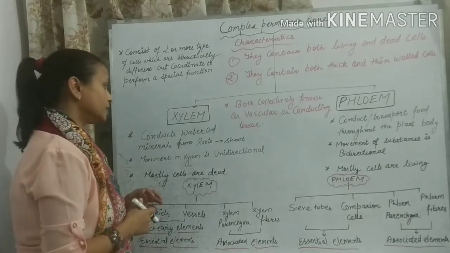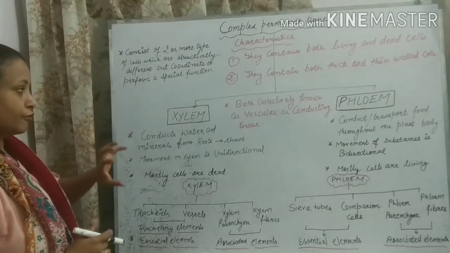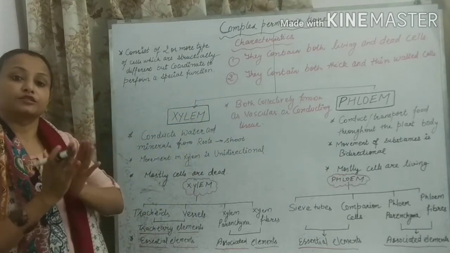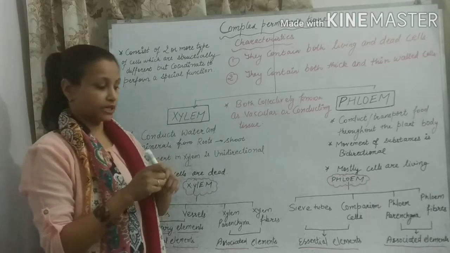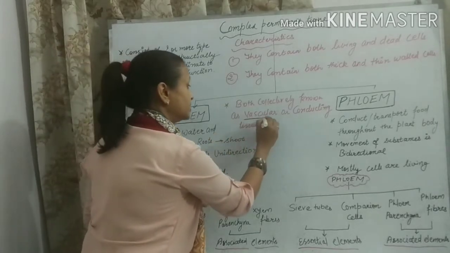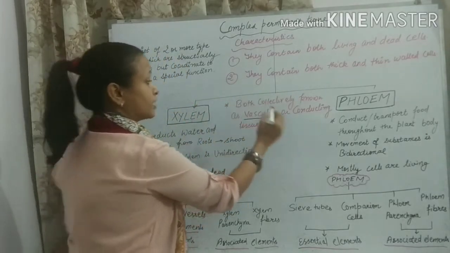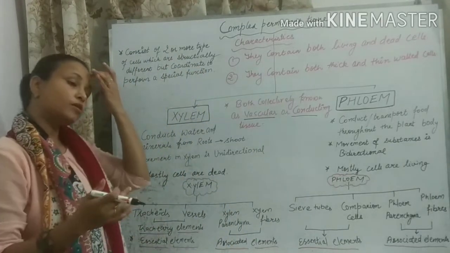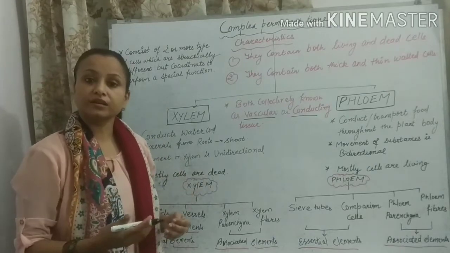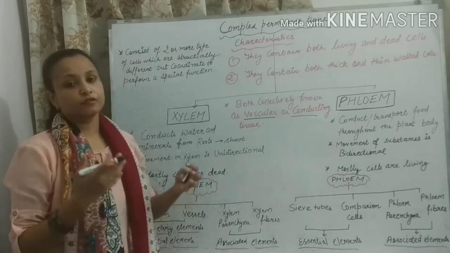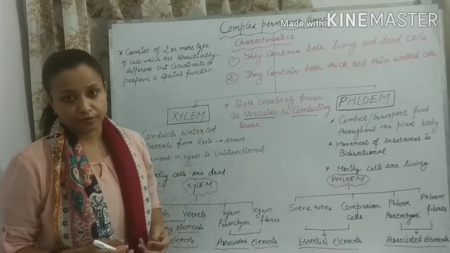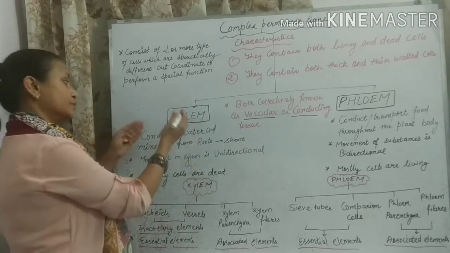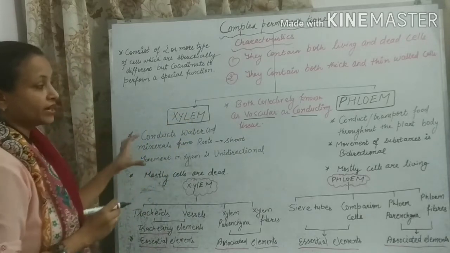Now move ahead. Xylem and phloem are collectively known as conducting tissues, transporting tissues, or vascular tissue. You have to learn that they are vascular, conducting or transporting tissue, because they transport water, nutrients, minerals and food throughout the plant body. So what is the main role of these tissues? Come to the important points.